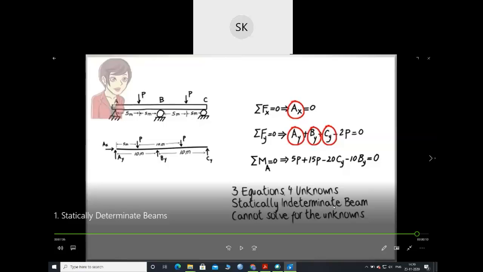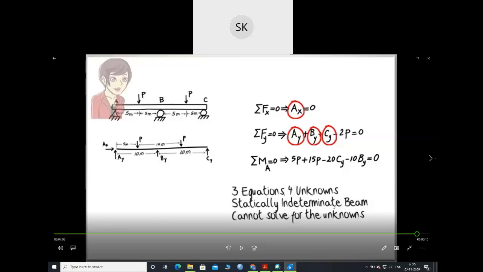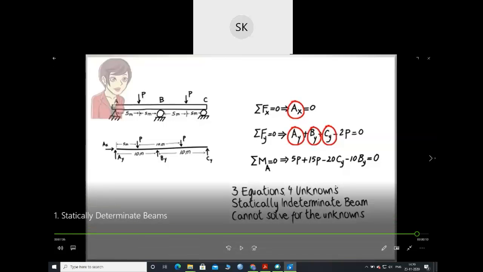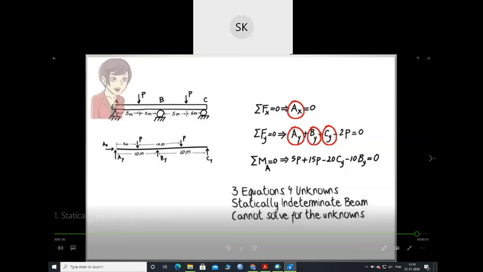There is another way to solve these problems, analyzing statically indeterminate beams later in the course. Just to categorize these two, you should know that for a determinate beam the number of unknowns should be less than or equal to the number of equations. That is the difference between statically determinate and indeterminate beams.